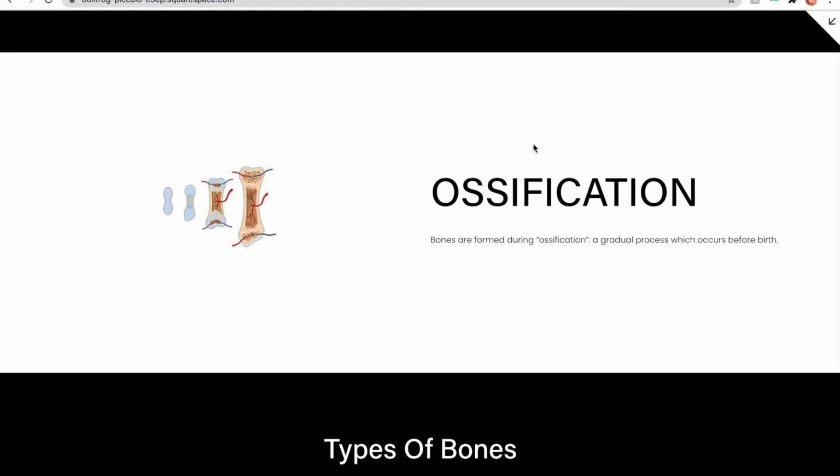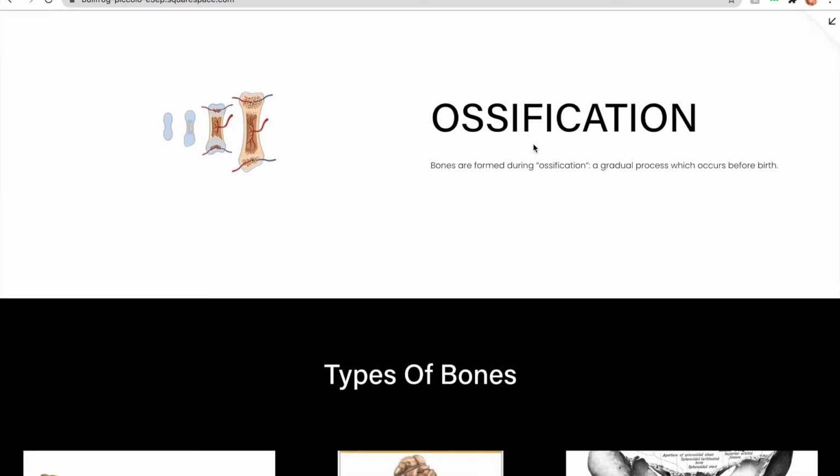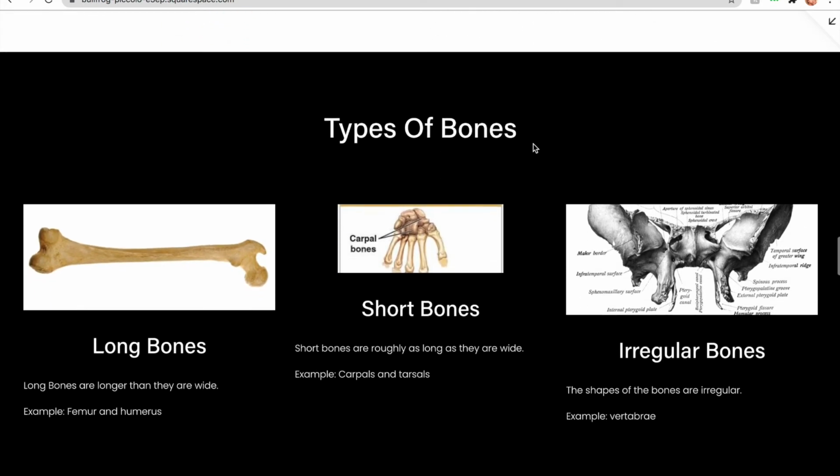Then I just felt it was important to explain how bones are formed, which is ossification. Then I start talking about the different types of bones. I made sure that when I did this, I explained the different types and then also had examples and photos for each one.